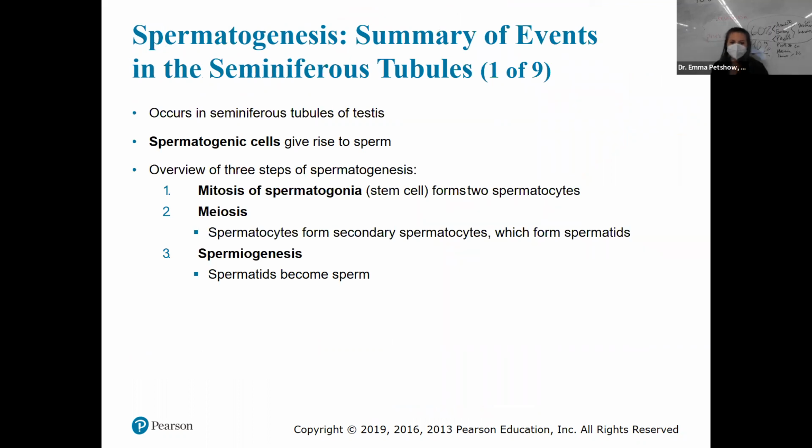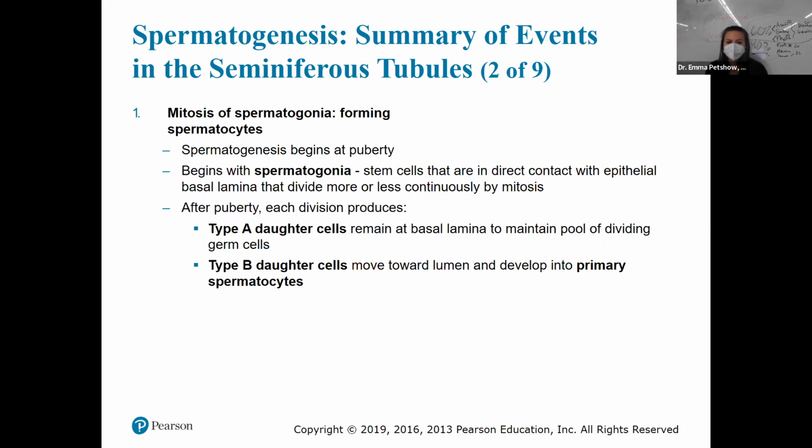So in the seminiferous tubules of the testes, our spermatogenic cells are going to give rise to our sperm. So there's three major steps of spermatogenesis: mitosis of spermatogonia, which is a stem cell that forms two spermatocytes; meiosis itself, which is where the spermatocytes form our secondary spermatocytes, which form spermatids; and then spermiogenesis, where spermatids become sperm. So these are our three major steps: mitosis, meiosis, and spermiogenesis. Okay. So mitosis is essentially of our spermatogonia. From mitosis, we get spermatocytes. So if you remember one thing, remember that.